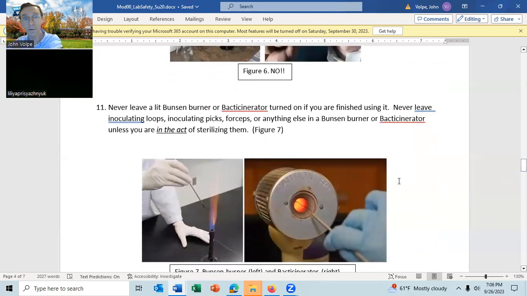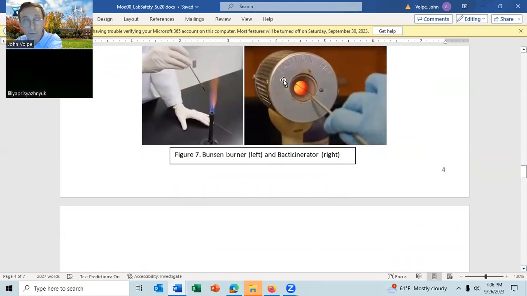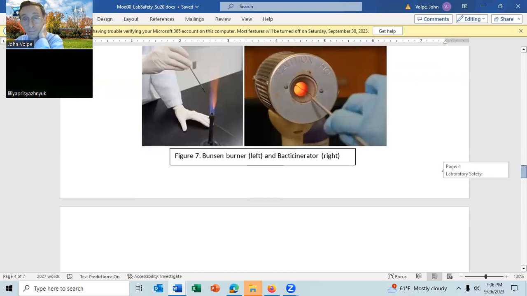When a Bunsen burner or a Bacti incinerator are not being used, they should be turned off. A Bacti incinerator is a piece of stone that becomes red hot, and you put a tool in there to become red hot to sterilize it, and then you can use it after it's sterile. We use a Bacti incinerator. We don't use, what are those called, the Bunsen burners anymore, not unless it's an emergency.